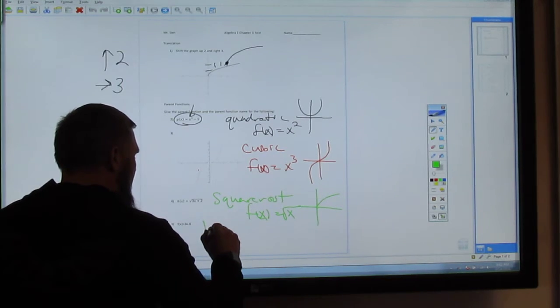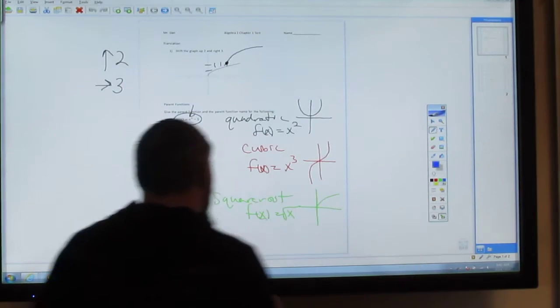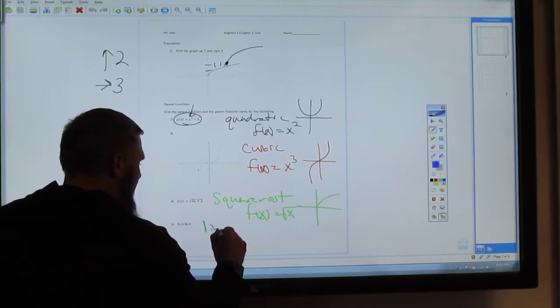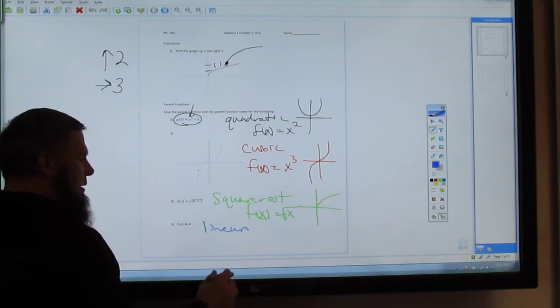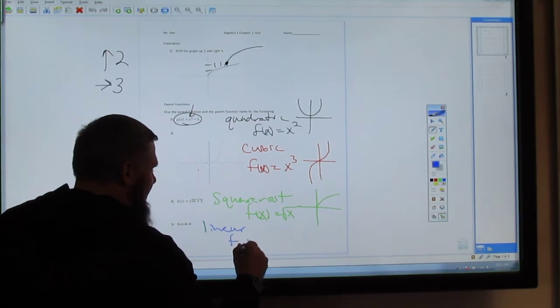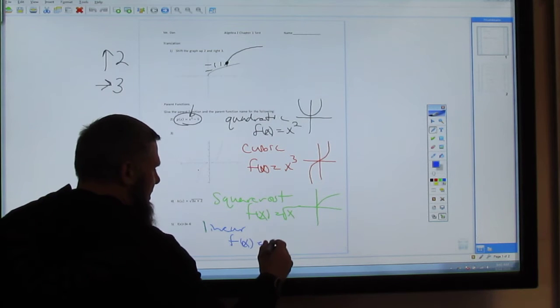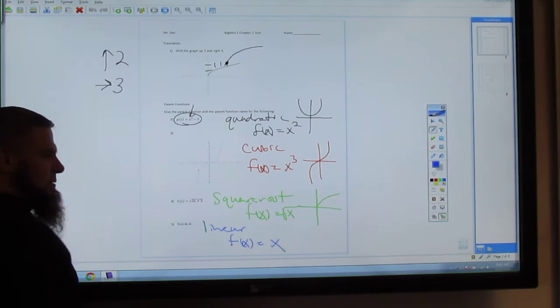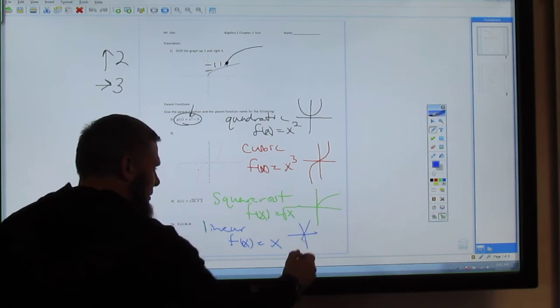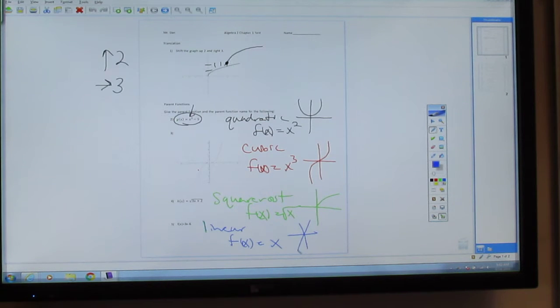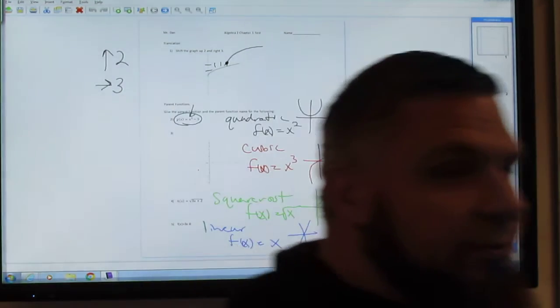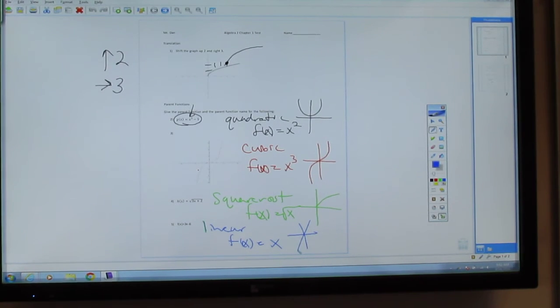linear. So let's go blue. Linear. Okay? So it's f of x, right, Kiko? Is equal to x. Looks like that. Okay? And that's problems 1, 2, 3, 4, and 5 on the practice test.